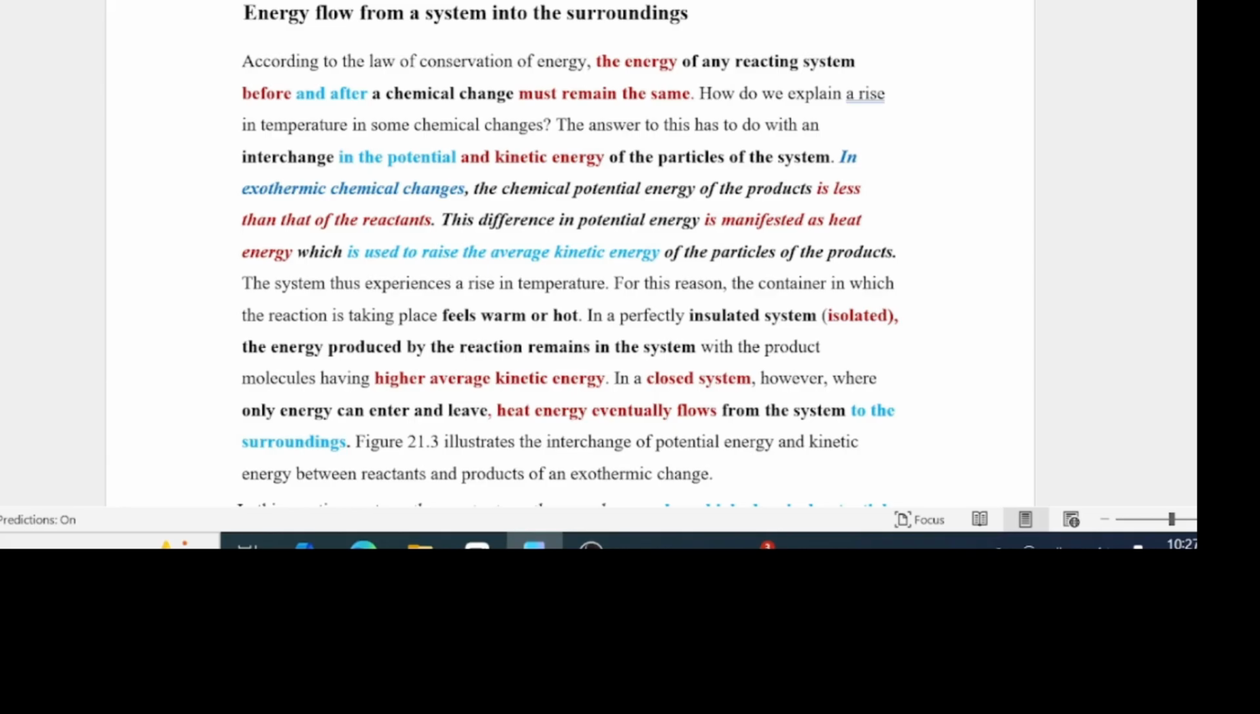In a perfectly insulated system, that is called an isolated system, the energy produced by the reaction remains in the system with the product molecules having higher average kinetic energy. In a closed system, however, where energy can enter or leave, the heat energy produced eventually flows from the system into the surroundings. So we look at this figure here that shows the interchange of potential energy and kinetic energy between the reactants and products for this exothermic change.